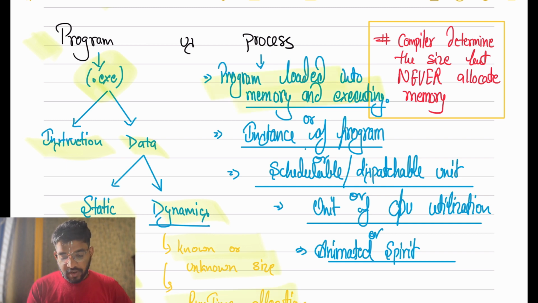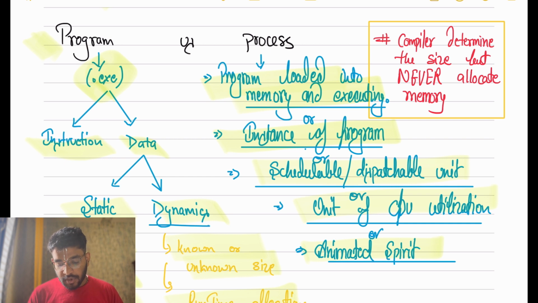A process is defined as a program loaded into memory and executing, or we can say a process is an instance of a program. Instance of a program means that for one program there can be multiple processes running, so each process is an instance of a program. A process is a schedulable or dispatchable unit, a unit of CPU utilization, or also an animated spirit.